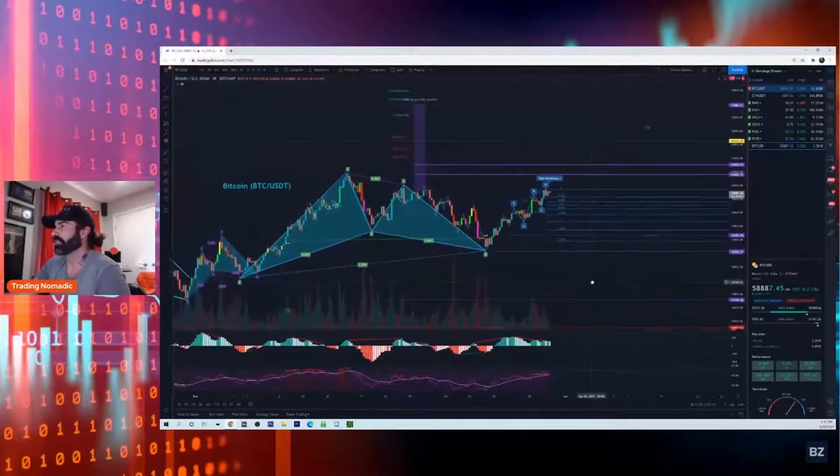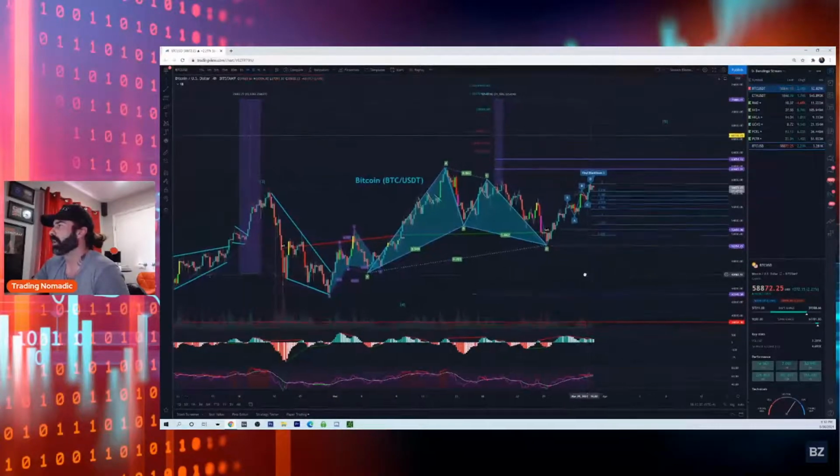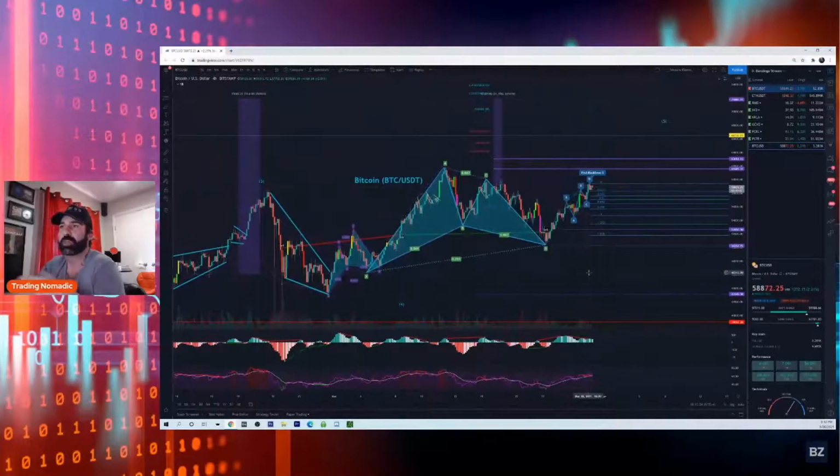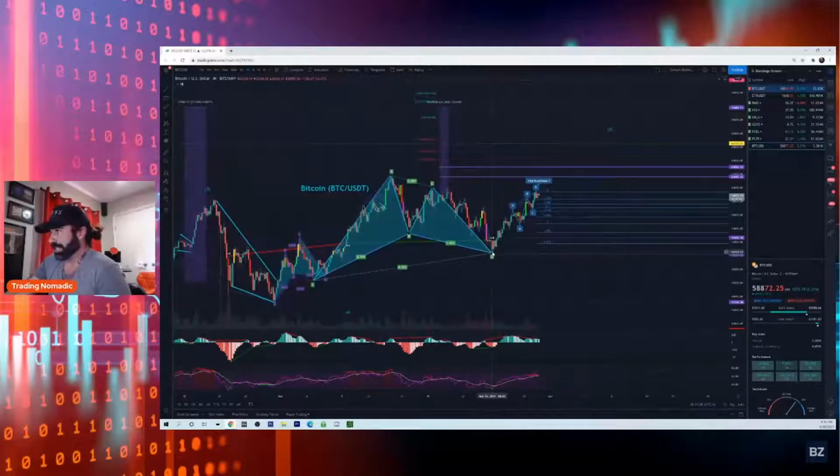And this is something I put up on my Twitter. If anyone follows me, it's Trade Nomadic on Twitter. But you can see right at this point, we never got a confirmation low. We're in such a bull trend when it comes to Bitcoin. The supply shortage is a factor as well. And you can see right from this D point, it's just been up and up and up and up.